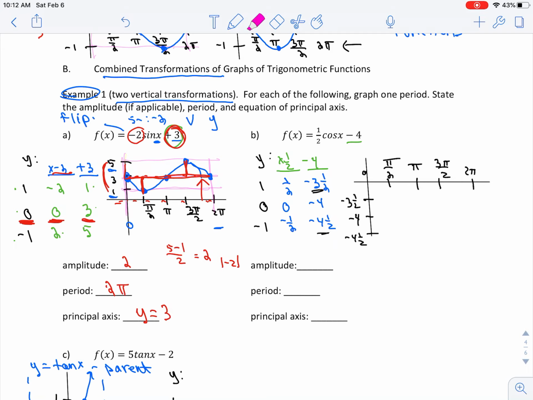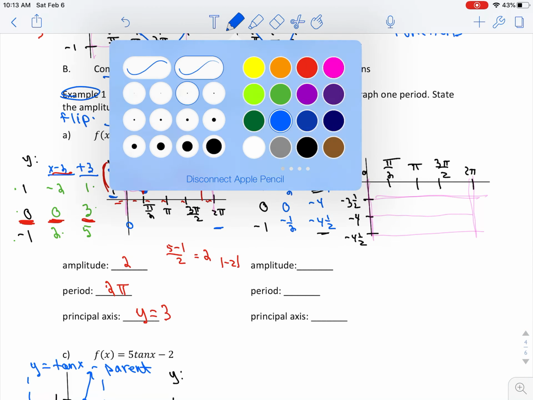And then, once again, this is still sort of the left of my graph. This is still the right of my graph. This is going to be the top. This is going to be the bottom. And this is my principal axis right here. Again, you do not have to draw those. I'm just trying to outline them for you. You can draw them if you want.